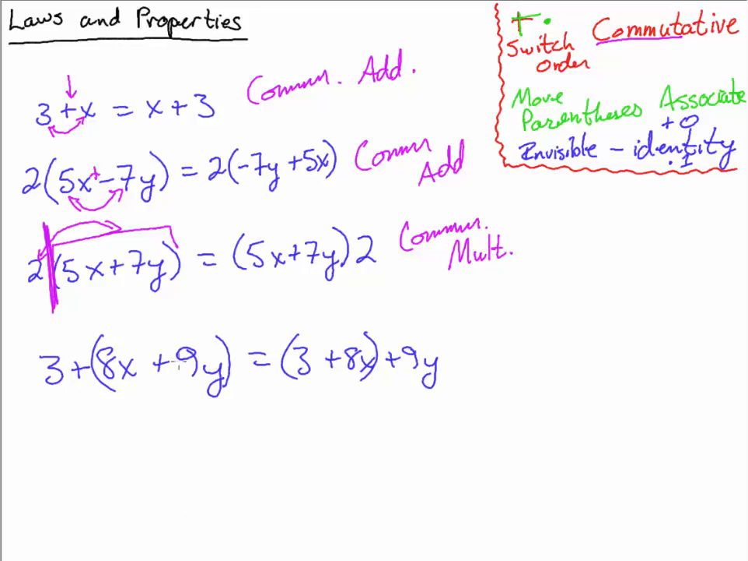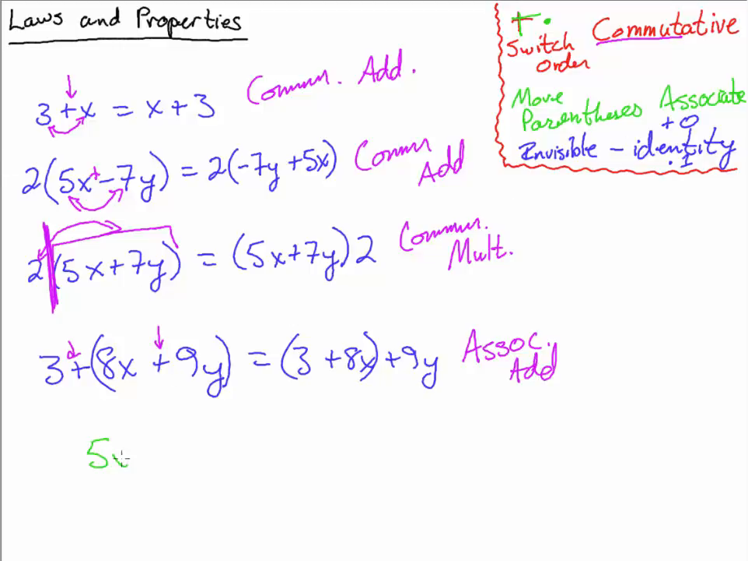Let's look at this one. Did they do the same thing here? 3 plus 8x plus 9y, 3 plus 8x plus 9y. Notice I didn't switch any order. We're not commutative. But the parentheses moved, which meant this was the associative property of, these are all plus signs, associative property of addition. Let's write up just a couple more so you can see this.